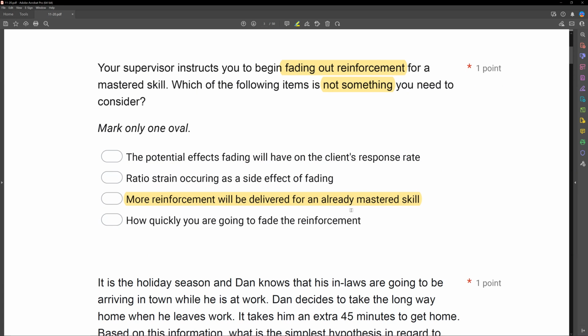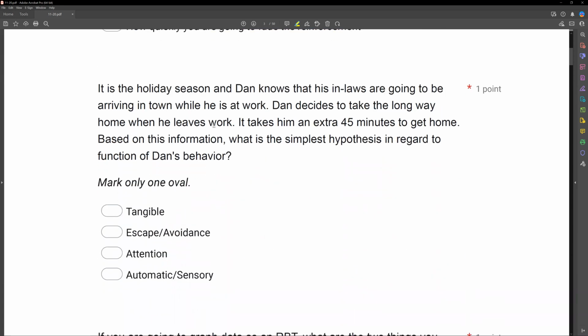It is the holiday season, and Dan knows that his in-laws are going to be arriving in town while he is at work. Dan decides to take the long way home when he leaves work. It takes him an extra 45 minutes to get home. Based on this information, what is the simplest hypothesis in regard to the function of Dan's behavior? So, simple hypothesis question. Okay. Keep it simple. We're just using the information given. And if all the information we had was this, what would you hypothesize is Dan's behavior?